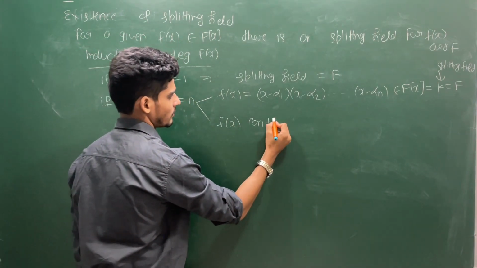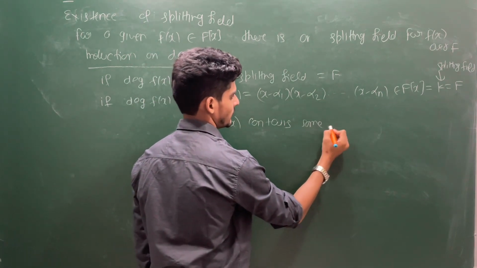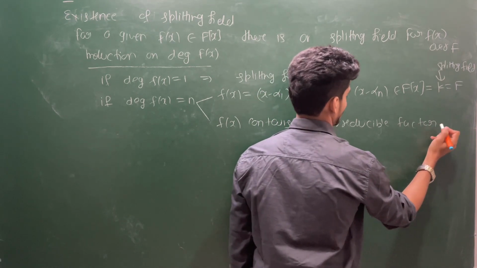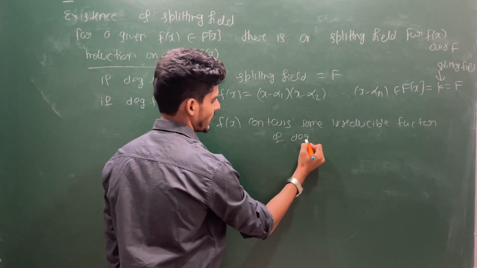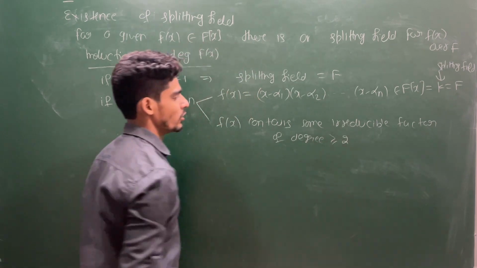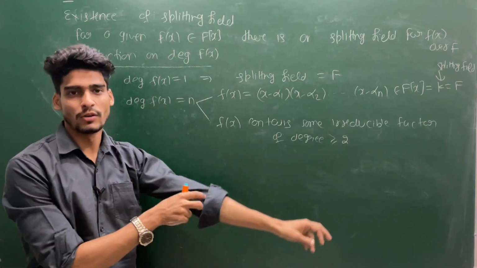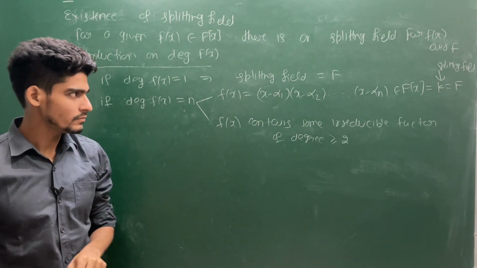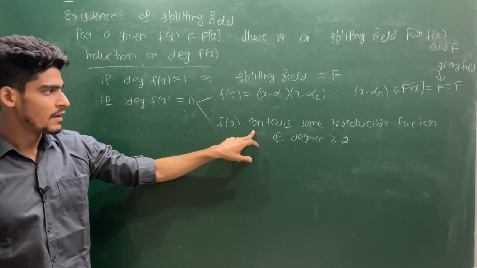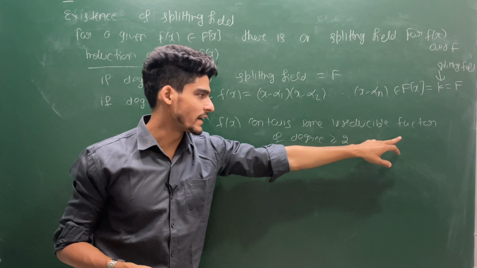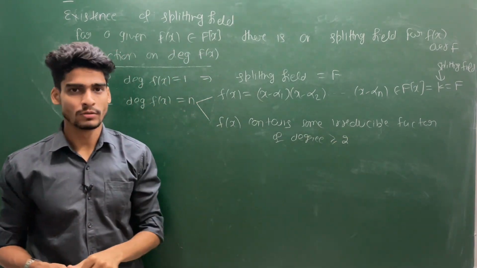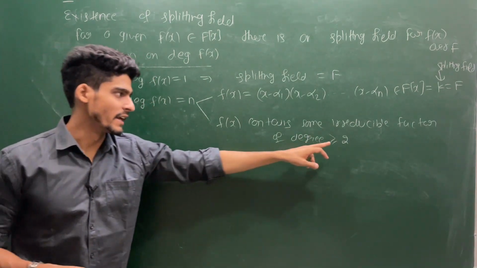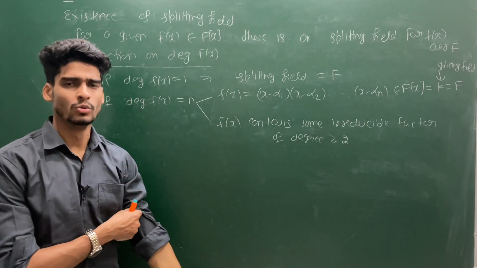f(x) contains some irreducible factor of degree bigger than or equal to 2, because if every irreducible factor is of degree 1, then you are having this case. So if this case does not happen, then you must have a case when there is an irreducible factor of f(x) which is of degree at least 2. Without loss of generality, you choose any factor, and suppose the degree is 2, or say at least 2.